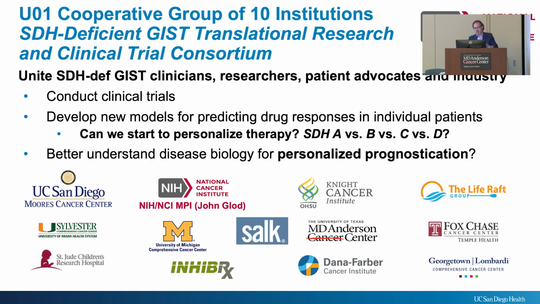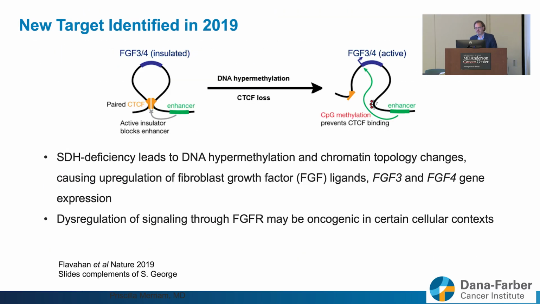Some of the other things that we're working on are trying to personalize therapy, trying to better understand how to prognosticate, and also making new models of GIST so that we don't just have those 3 cell lines I described to you, but we're developing multiple other cell lines in the process. Now, this has been an exciting time for the SDH field, because around the same time as we were working on our work, the group in Boston was doing some additional work in their laboratory at Dana-Farber.